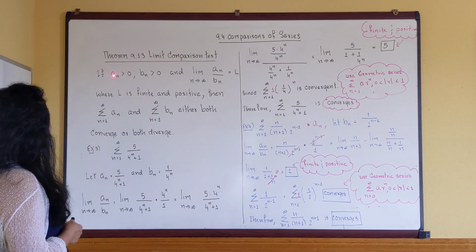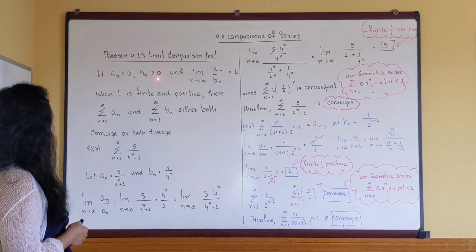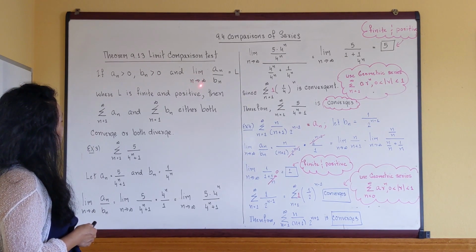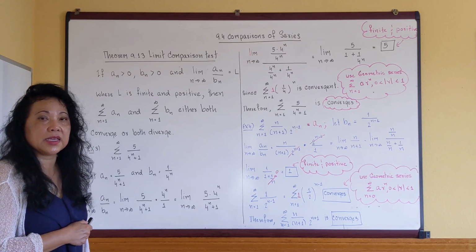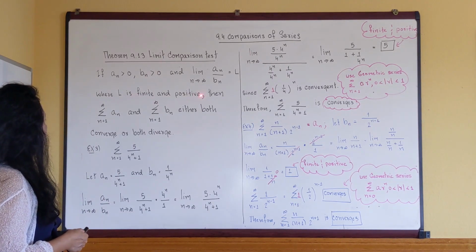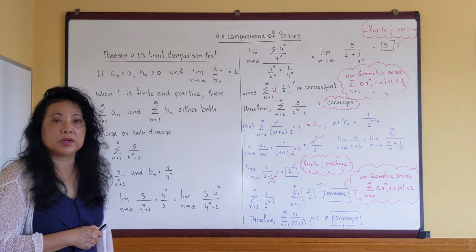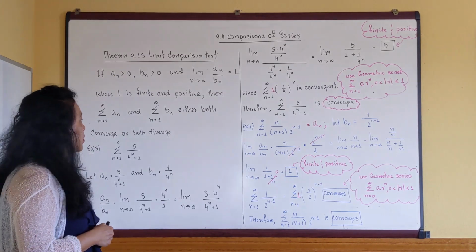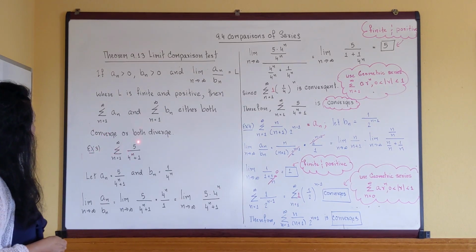If you have a sub n greater than 0, b sub n greater than 0, and you take the limit as n goes to infinity of a sub n divided by b sub n, and you get some number which is finite and positive, then you can conclude that if one of them converges, the other one also converges. If one of them diverges, the other one also diverges. So let's look at our first example for this theorem.